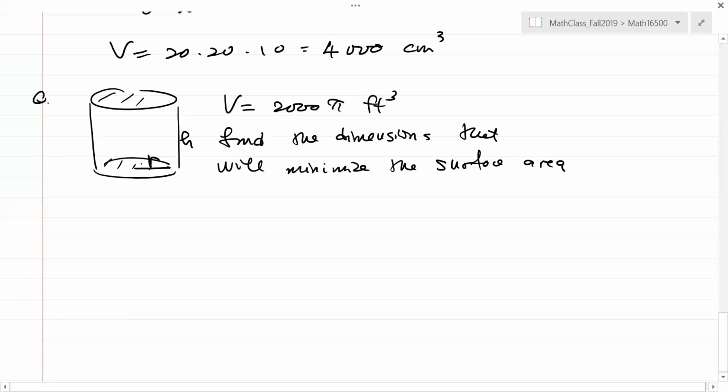Step 1, draw the picture. I'll give you the picture. Step 2, name the variables. Step 3, write down the given information in terms of these variables. Then step 4, express the quantity you're going to minimize or maximize in terms of these variables.